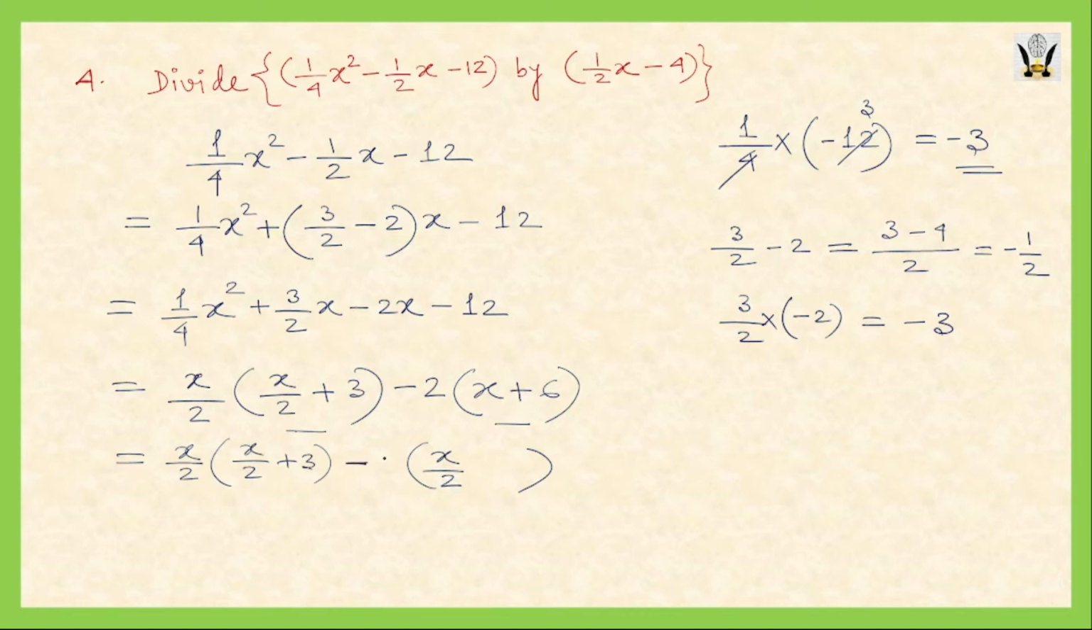So what will be the term here? It will be minus 4. So minus 4, when it is multiplied by x by 2, again the result of multiplication will be minus 2x, which is the same as this.